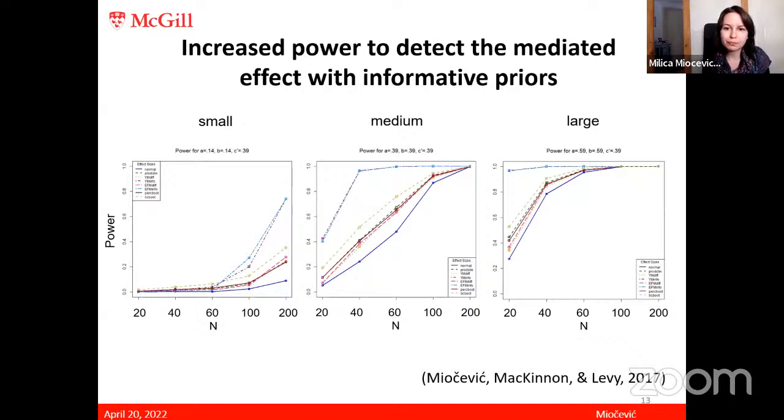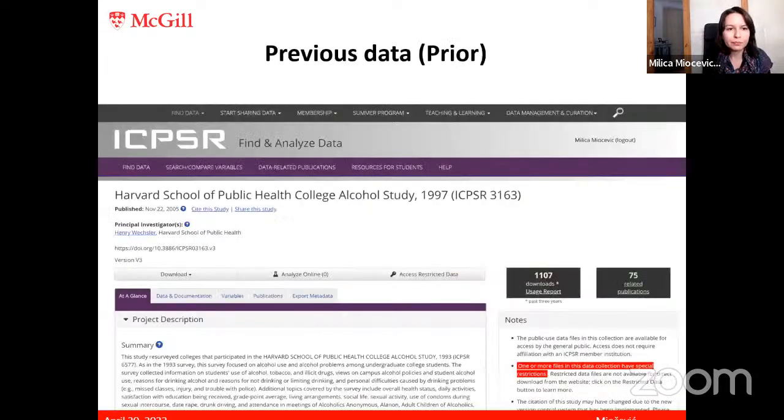uninformative priors. If we go to the right and we look at the plot for large effects, we see that at a sample size of 20, using no prior information yields power of about 0.4 to detect the indirect effect, and using accurate informative priors that are also based on only 20 participants, we have power of almost 100% to detect the indirect effect. So clearly there are benefits to using informative priors. We have the potential to really increase the power to detect the indirect effect in mediation analysis.